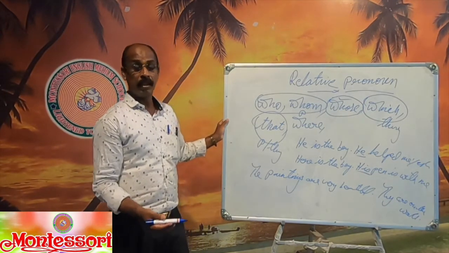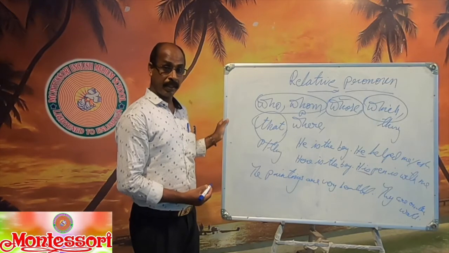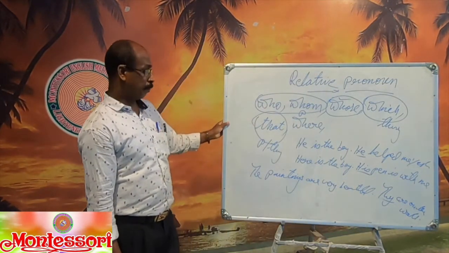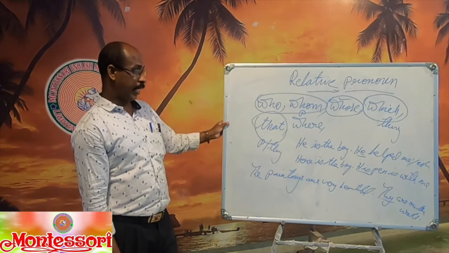Paintings are on the wall. They are on the wall. Which word is repeated? Paintings are repeated. That means they is repeated. The paintings are very beautiful. They is used as subject.